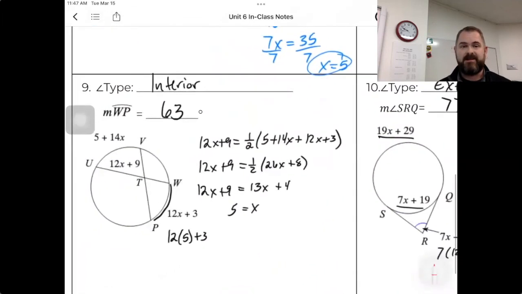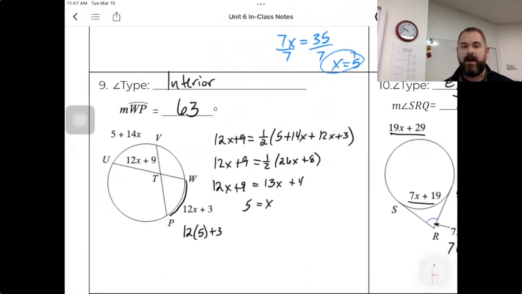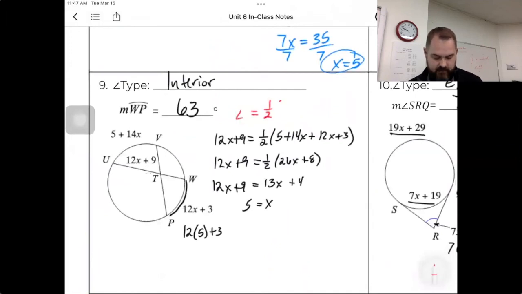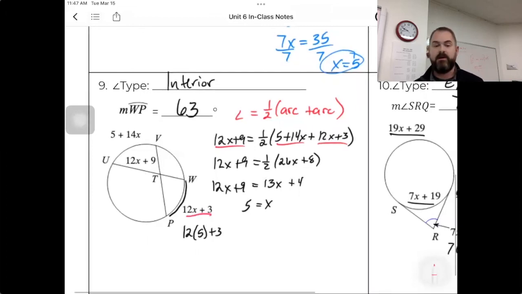Number 9 is an interior angle. Okay, so we add the arcs, divide by 2 to equal the angle, or angle equals half of arc plus arc. So we add the arcs in here, and that's the angle. We should get x equals 5, and when you plug back in for this arc here, you get 63 degrees.